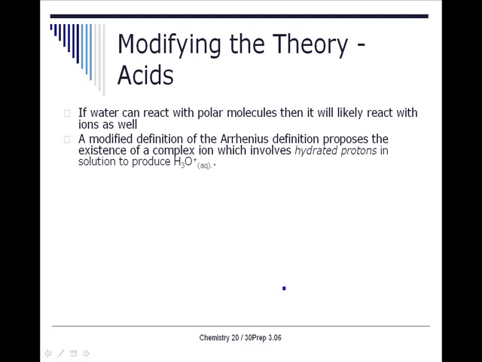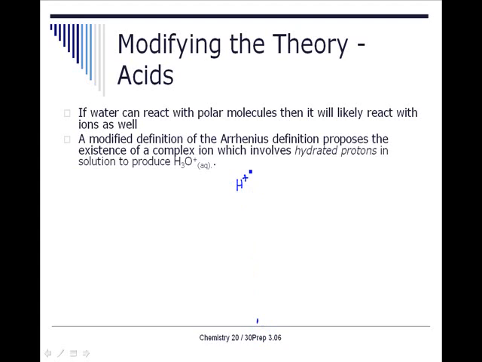Here's where the theory changes a little bit more. Because that ammonia was a polar molecule, if a polar molecule can strip hydrogens off of water, then ions should also be able to attach themselves to water. And so this is where our definition has to change a little bit. Instead of only having little hydrogens, we're saying this is what acids produce in water.